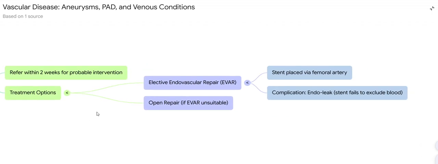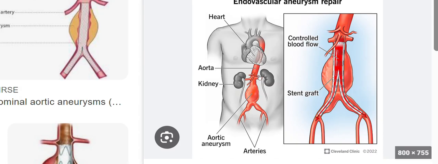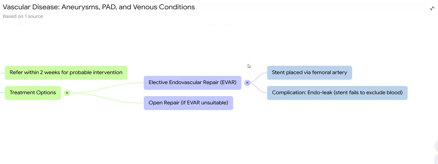I'm glad you asked. So first is EVAR. EVAR is a cute name. EVAR. It's elective endovascular repair. EVAR. Okay. So in this one, we just do a simple thing. We use the femoral artery. We place a stent, and that looks a bit like this. This is the stent. Basically, the idea is to control the blood flow, so that there won't be any other damages.